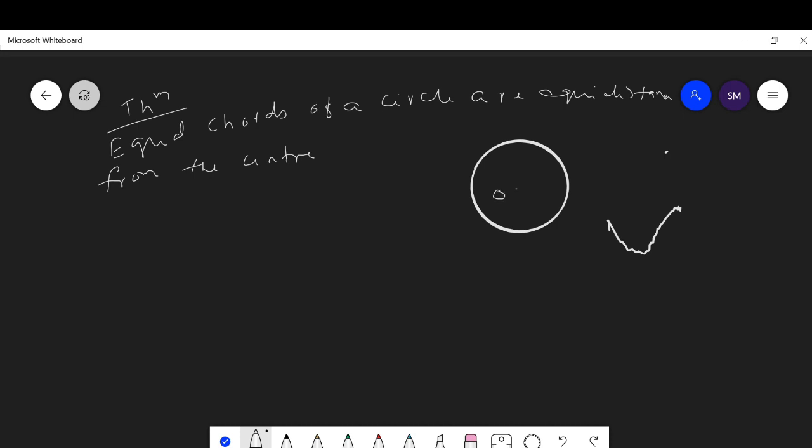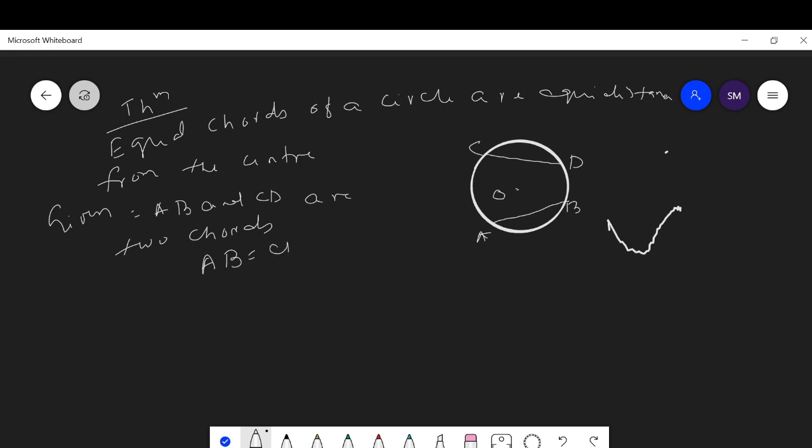and AB and CD are two given chords of the circle. We have to prove that AB and CD are two chords of equal length, given that O is the center, AB and CD are two chords, and AB is equal to CD.